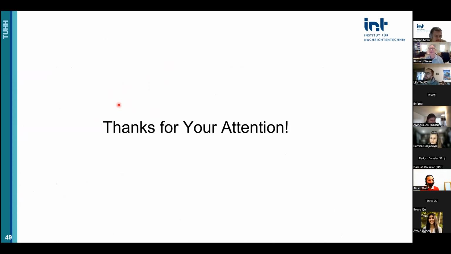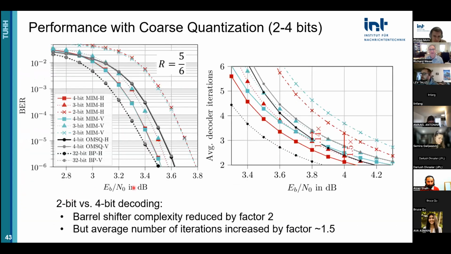I have a question on slide 43. You have shown 32-bit horizontal vertical performance here compared to the 4 and 3-bit. At 10 to the -6, they cross each other. Yes, this is an effect we also notice. It's probably due to cycle effects where the belief propagation decoder is more sensitive than the quantized decoders. I see. Okay, that's interesting.